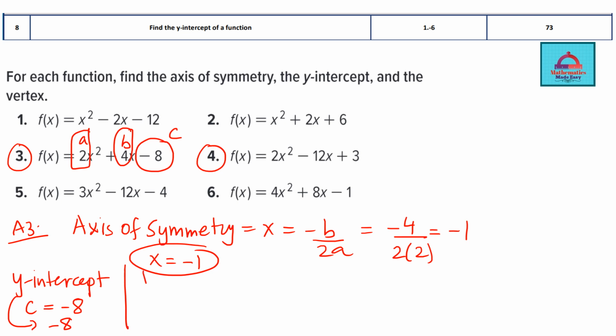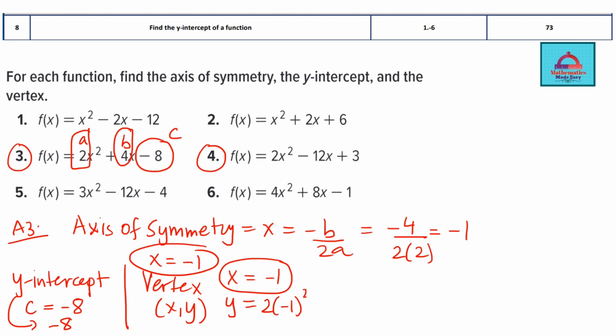The only thing that is now left is the vertex, which is given by x comma y. X is already with us, minus 1. Let's get y from the equation. So 2 multiplied with (minus 1) whole square plus 4 multiplied with minus 1 minus 8. On simplification, this comes out to be minus 10. So the vertex is going to be (minus 1, minus 10). So that completes the solution for question 3.